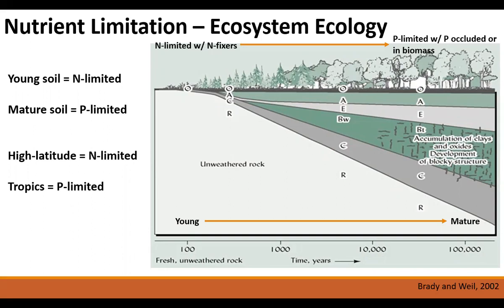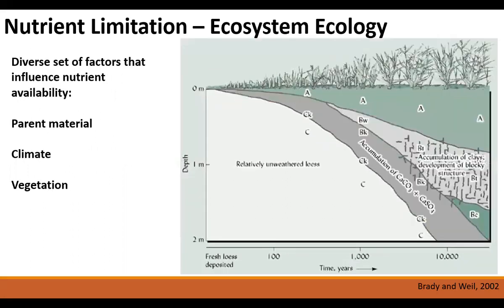So nitrogen limited where we live, phosphorus limited in the tropics. Of course, it's pretty simple. It's a good starting point, but it's pretty simple. And we know now that it's actually a diverse set of factors that influence nutrient availability. And in fact, one major one is, again, this parent material.